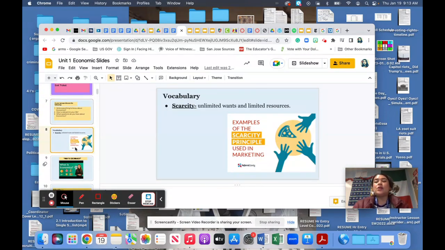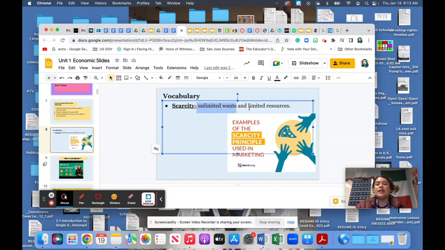Our vocabulary that we're going to be discussing today is scarcity. Scarcity is unlimited wants and limited resources. What scarcity basically means is that in this world, we all want everything, right? We want money, we want food, we want diamonds, we want cars, we want a job, right? But there's only a limit that people can have. So that is what scarcity means. We have unlimited wants, but we have limited resources.